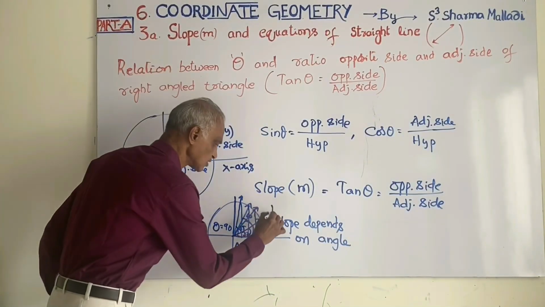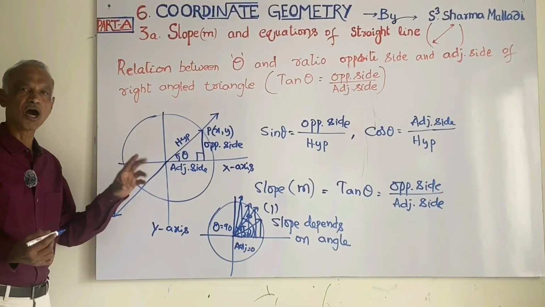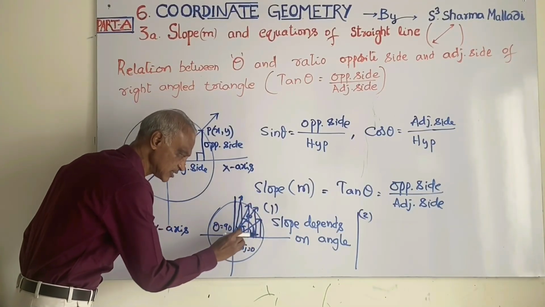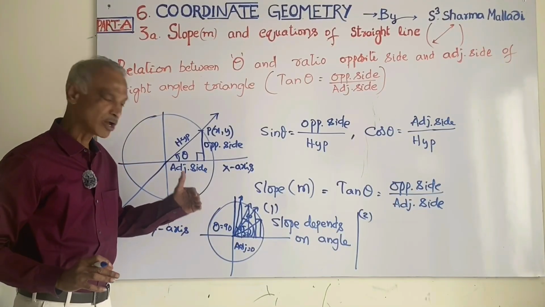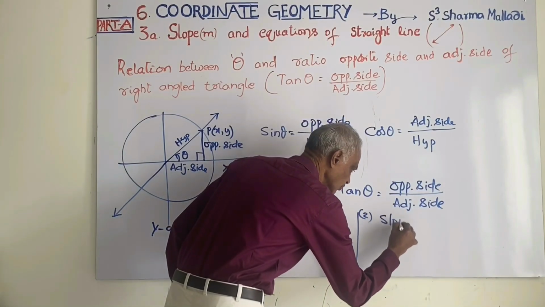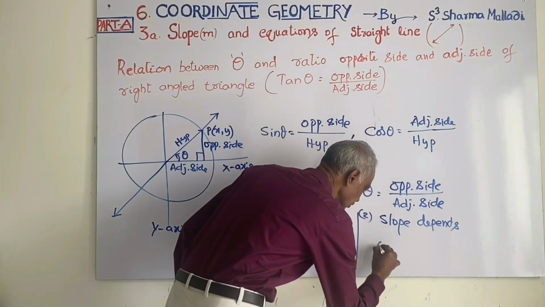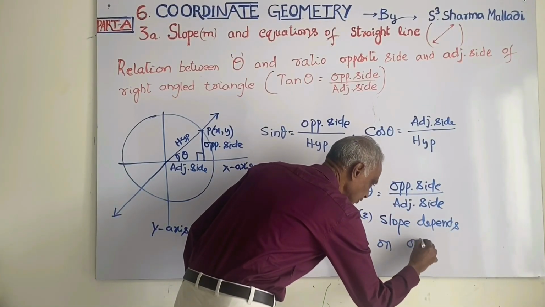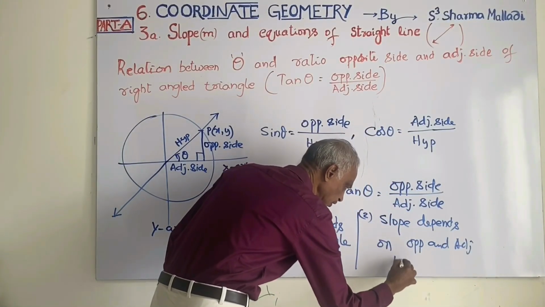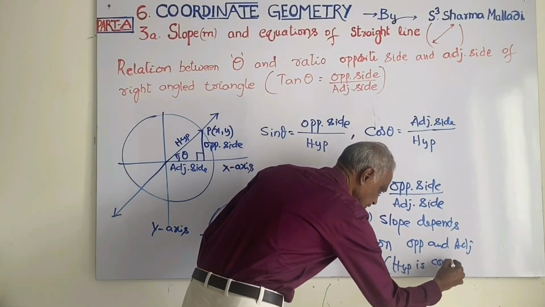What is the first point? The first point is slope depends on angle, and also slope depends on opposite side and adjacent side. The opposite side is increasing and the adjacent side is decreasing. The hypotenuse is constant. That's why slope depends on the opposite side and adjacent side. The hypotenuse is constant.